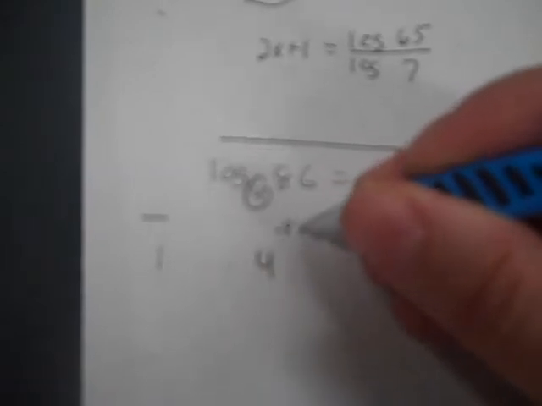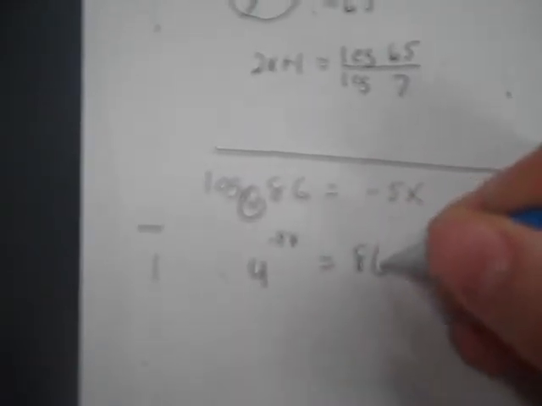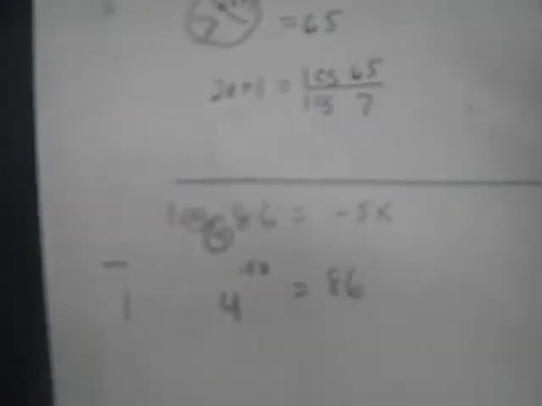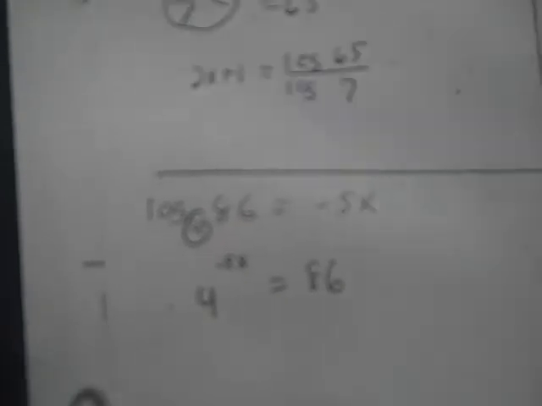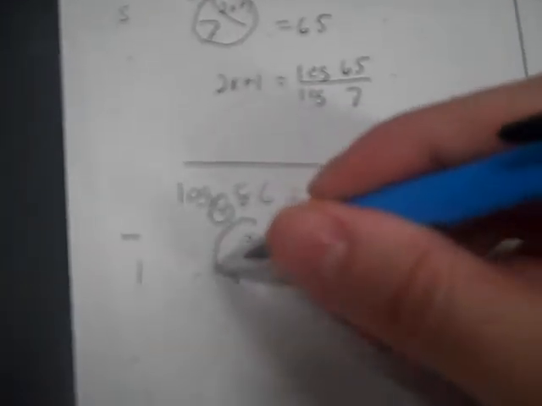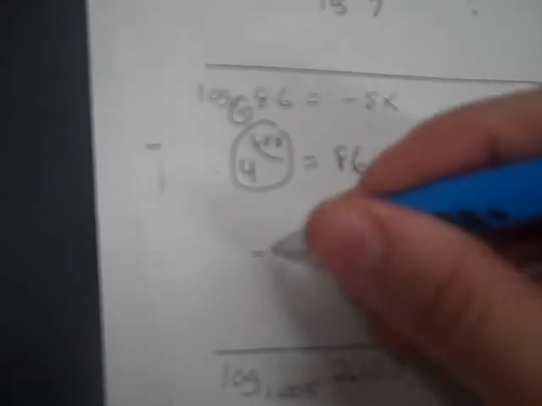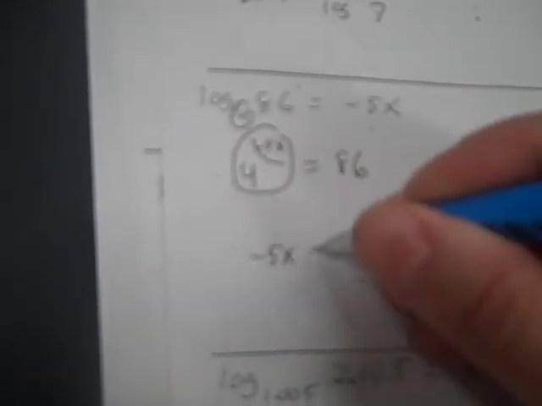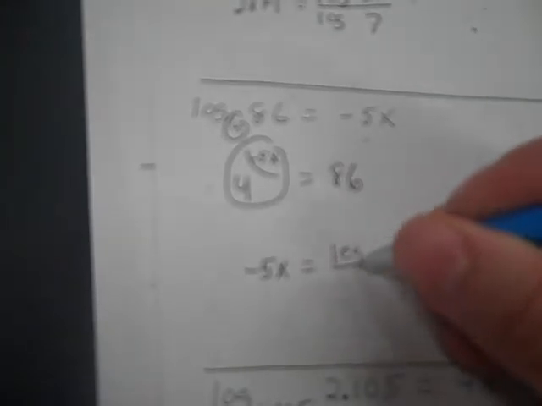Okay, my next problem. The base is 4. The power is going to be negative 5 times x equals 86. Okay, so again, with this 5 here with the x, I would not want to worry about trying to multiply 4s out to 86. I would want to know that your power, your exponent, negative 5x, is equal to log over log.